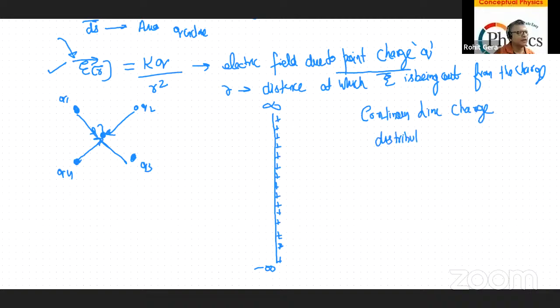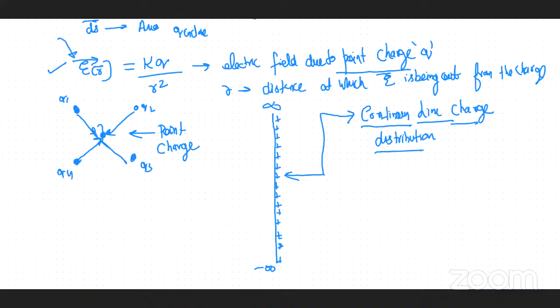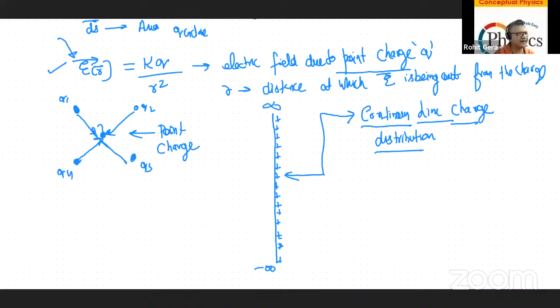Okay, no problem. So this is a situation of point charge. But this is the situation of a continuous line charge. A straight line having continuous charge, and the linear density it has is lambda. That means how much charge per unit length.